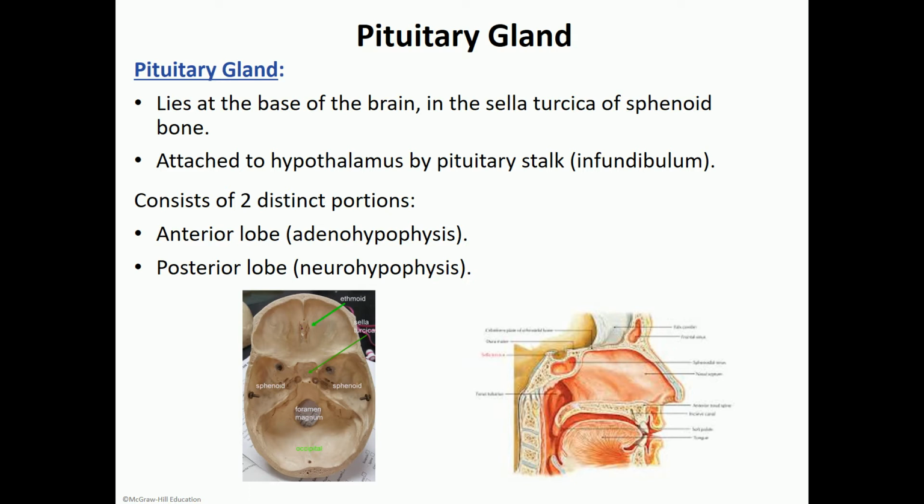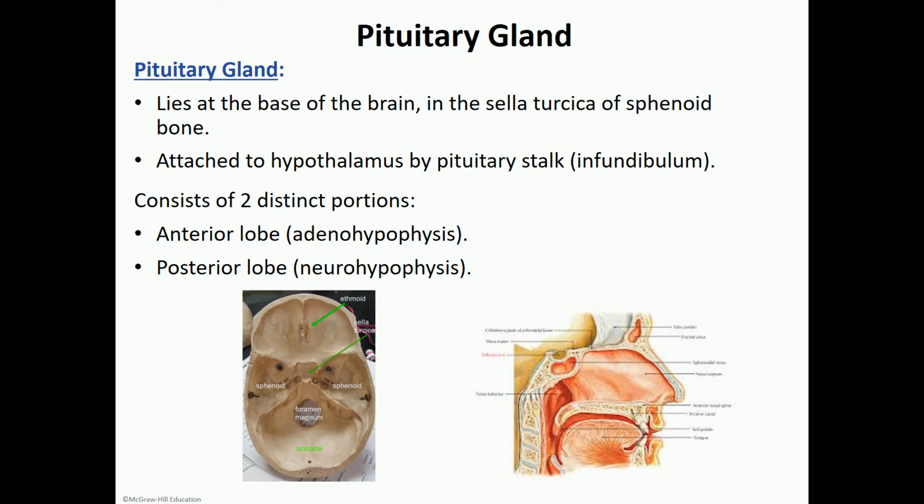Attached to the pituitary gland is the hypothalamus. So the hypothalamus is above as well, and it's attached to the gland by a pituitary stalk or an infundibulum, and we'll see that in the next slide. The pituitary gland is made out of two lobes. An anterior lobe known as the adenohypophysis. Adeno means gland. So the anterior lobe or the anterior pituitary is an actual honest-to-goodness gland. It is made out of glandular tissue and it makes hormones.